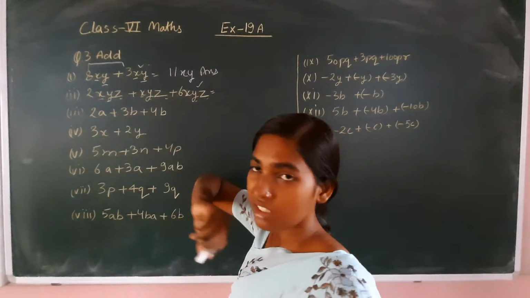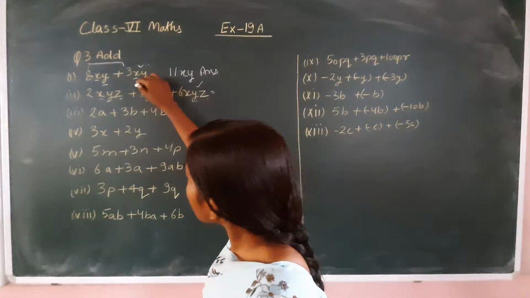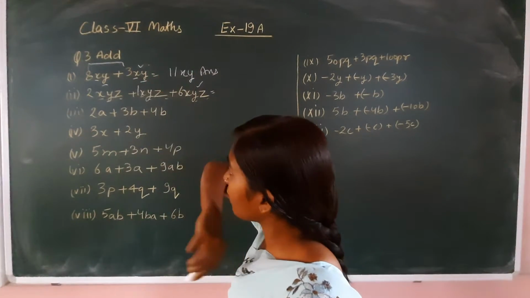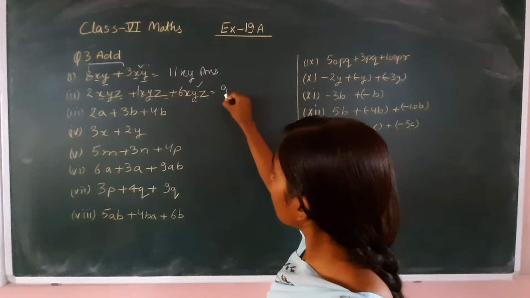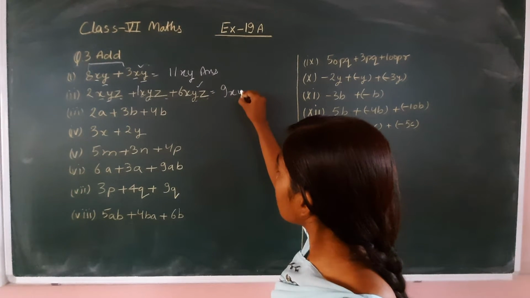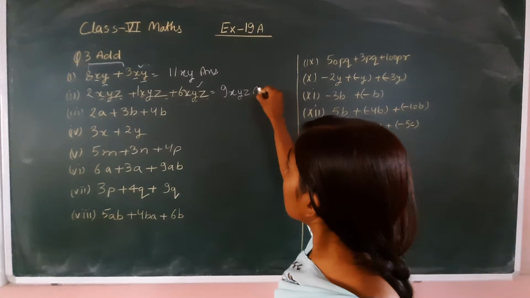It means not here, it is 0. Here nothing is written means 1 is written here. So 2 plus 1 is 3, 3 plus 6 is 9, and the variables are x, y and z. This is the answer.